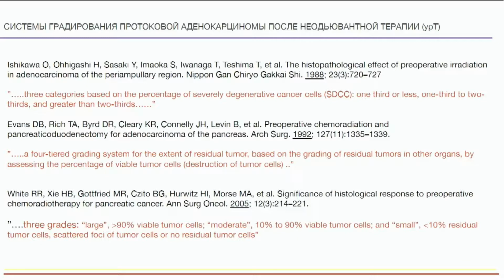Later on, Evans and his group, and this is a quite famous pathomorphological system which is used for many localizations, showed data on preoperative chemoradiation and pancreatoduodenectomy for adenocarcinoma of the pancreas. They split a 4-tiered grading system for the extent of the residual tumor, and later on I will speak about it in detail. And finally, the White and team system.